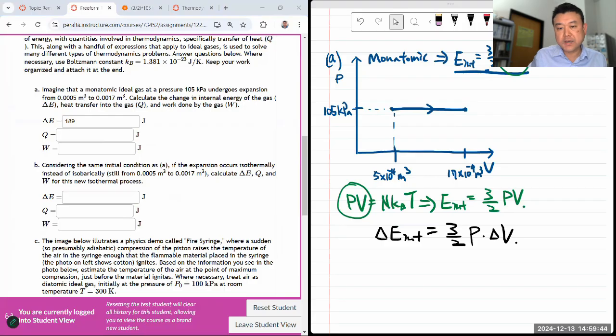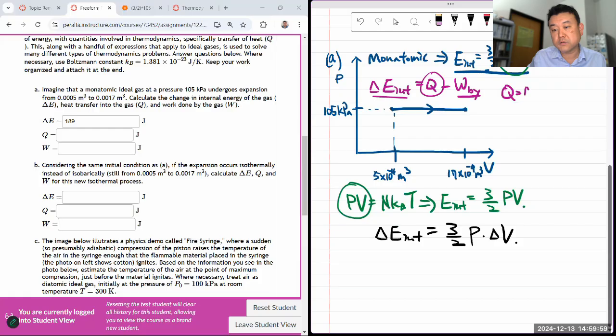Now Q, I can't quite calculate it directly. Really, for this process, referring to the first law, easiest thing to do is find internal energy change, work done, and from that calculate Q. I can say Q is equal to change of internal energy plus the work done by the gas.